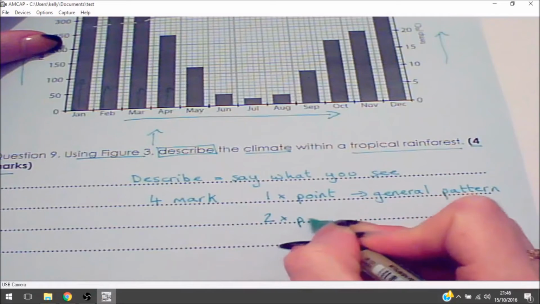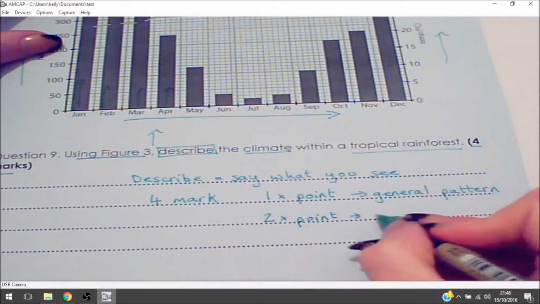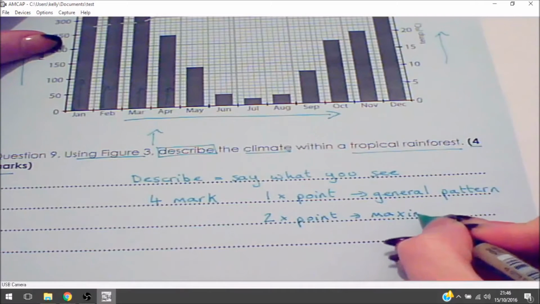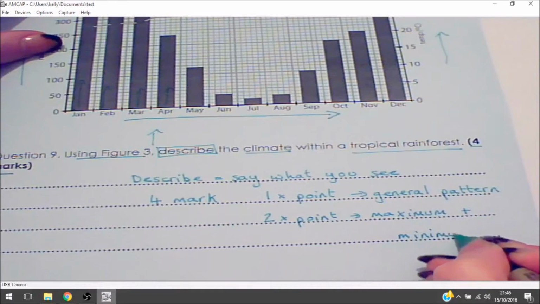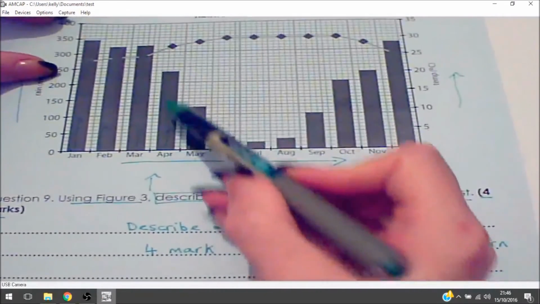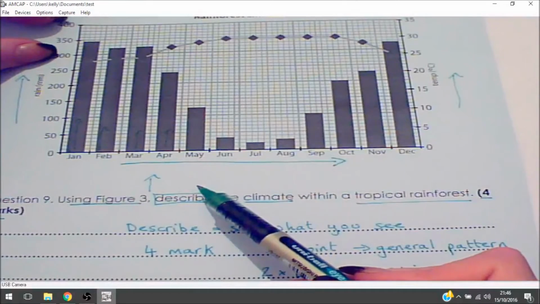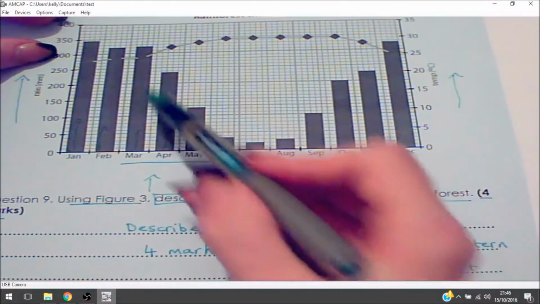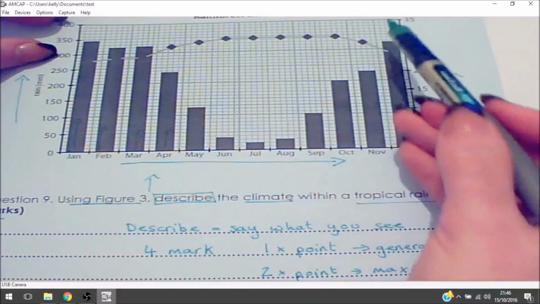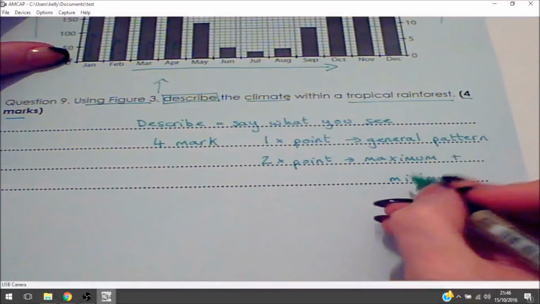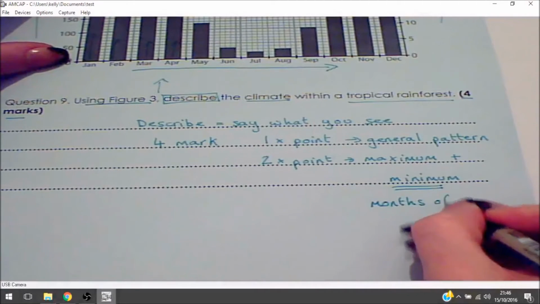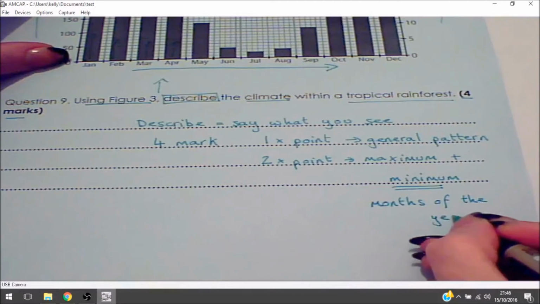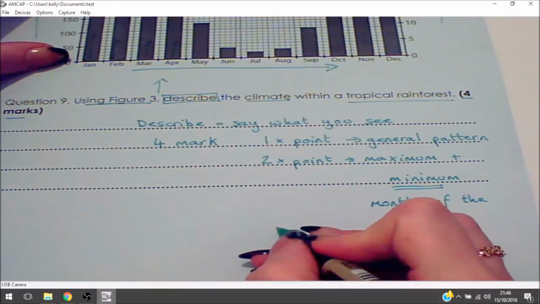Second point you need to make is your maximum and minimum figures. So what's your highest amount of rainfall? What's your lowest amount of rainfall? What's your highest temperature? What's your lowest temperature? Again, this one, very, very important that you mention the months of the year. Must be mentioned.